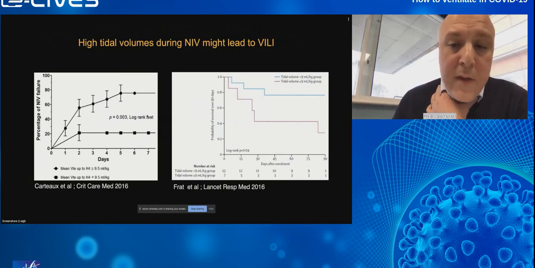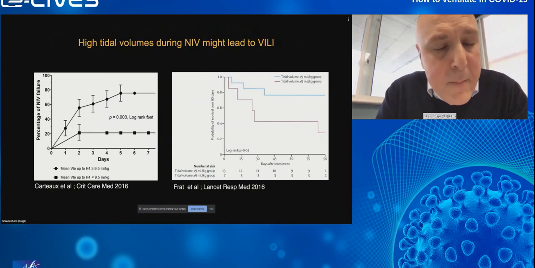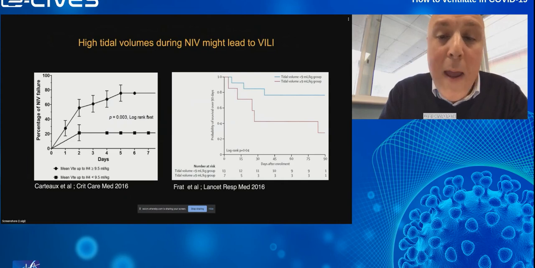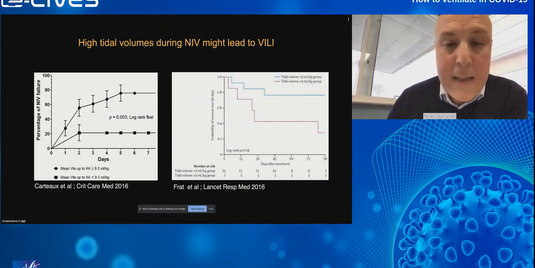And one of the things that we need to keep in mind, although sometimes with some CPAP machines it might be difficult to measure, is the expired tidal volume. So here you can see two studies that show consistently that a tidal volume greater than 9.5 or 9 mL per kilo of body weight is associated with increased NIV failure and increased mortality.